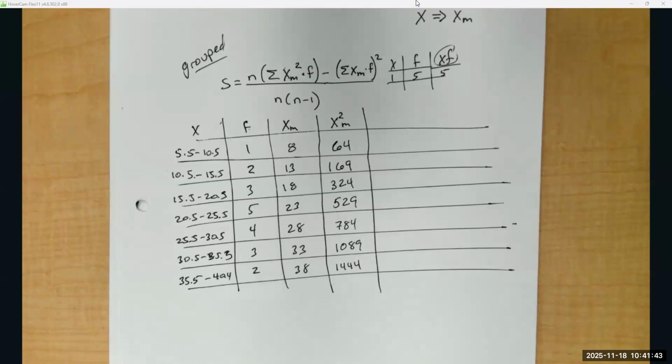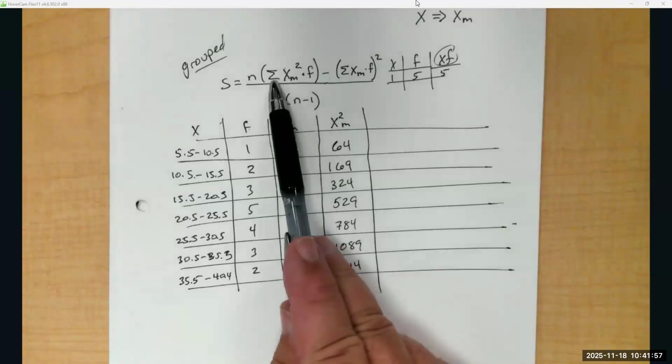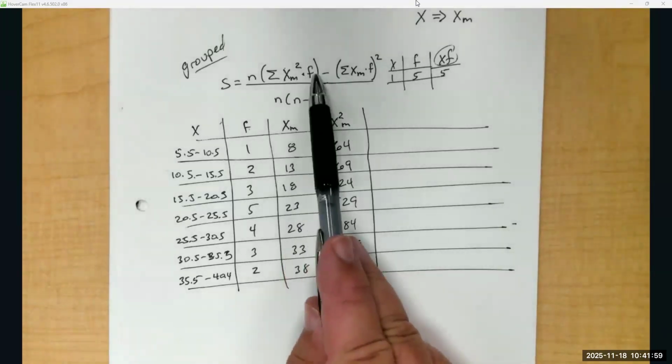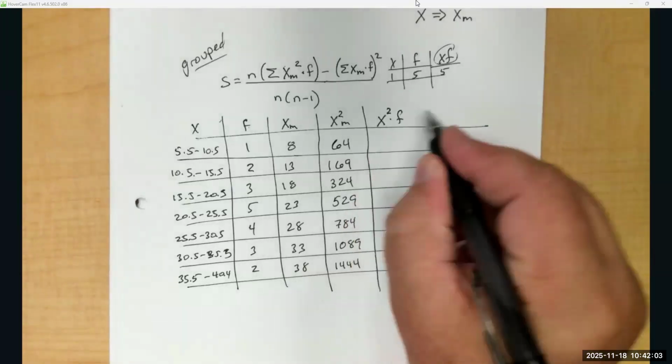Okay, we have all the pieces. It's like when you're in the kitchen cooking, you have to get all your ingredients first, your mise en place. Now we can start combining them. So for this first one, we have to add what? X squared times F. So we multiply X squared times F.